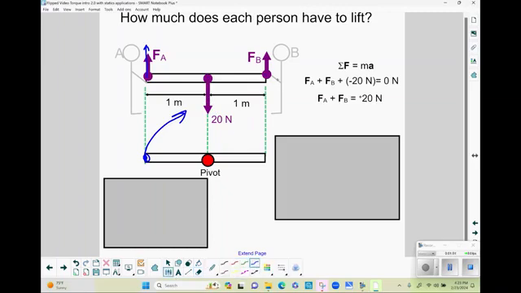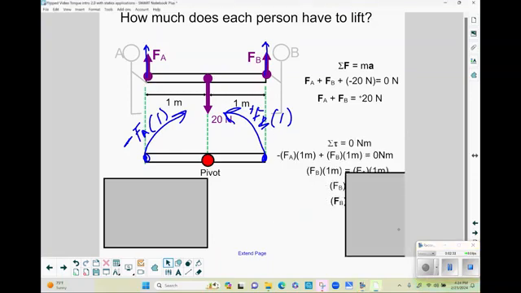B, like A, is lifting upwards. But since it's on the right side of the pivot, up and around means in a counterclockwise direction. So the torque on the left side would be FA times 1 meter, and that would be a negative sign since it is clockwise. And the torque on the right side of the pivot would be FB times 1 meter, positive because it's counterclockwise.